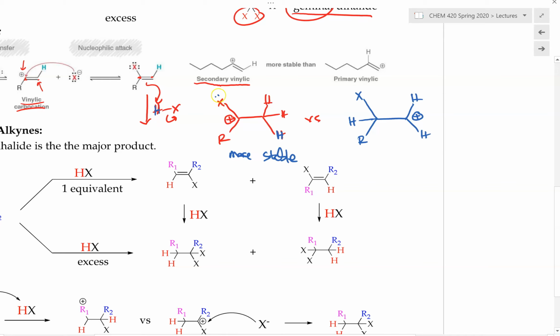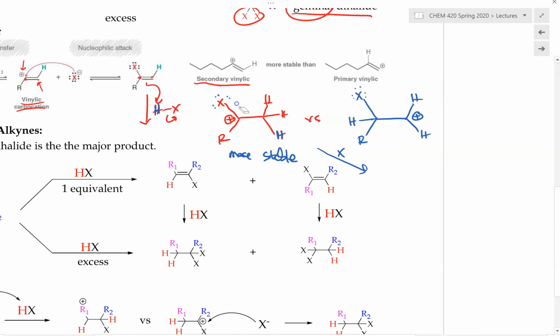Because if we put in a lone pair of electrons on this halogen right here, this halogen can actually donate electrons in to stabilize that carbocation. Versus over here, there's no resonance whatsoever. Therefore, this is more stable, and that's why it is the product that forms more, followed by the attack of the other halogen. So the halogen will then come in.